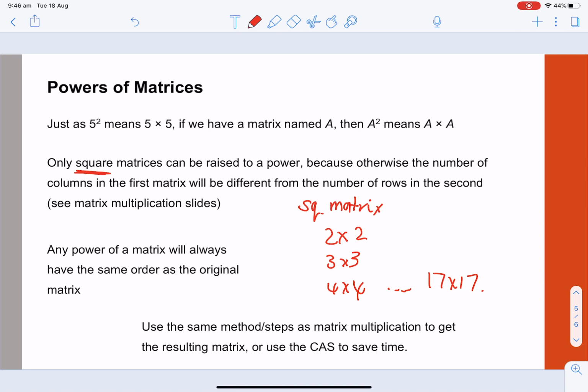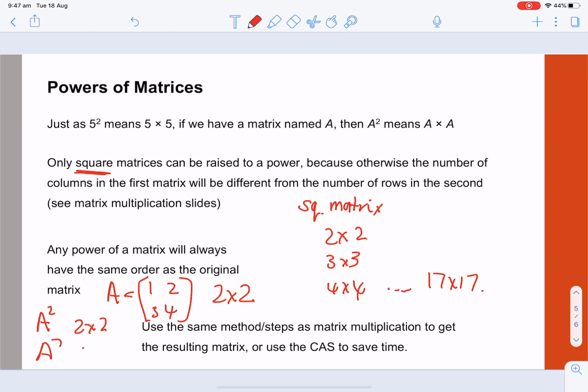So if you start off with A being 1, 2, 3, 4, so we're talking a 2 by 2 matrix, if you had A squared, it would still be 2 by 2. If you had A to the 7, it would still be 2 by 2. The order or the size of that matrix does not change. So use the same methods and steps as matrix multiplication to get the resulting matrix, or use the CAS to save time. Definitely a recommendation.